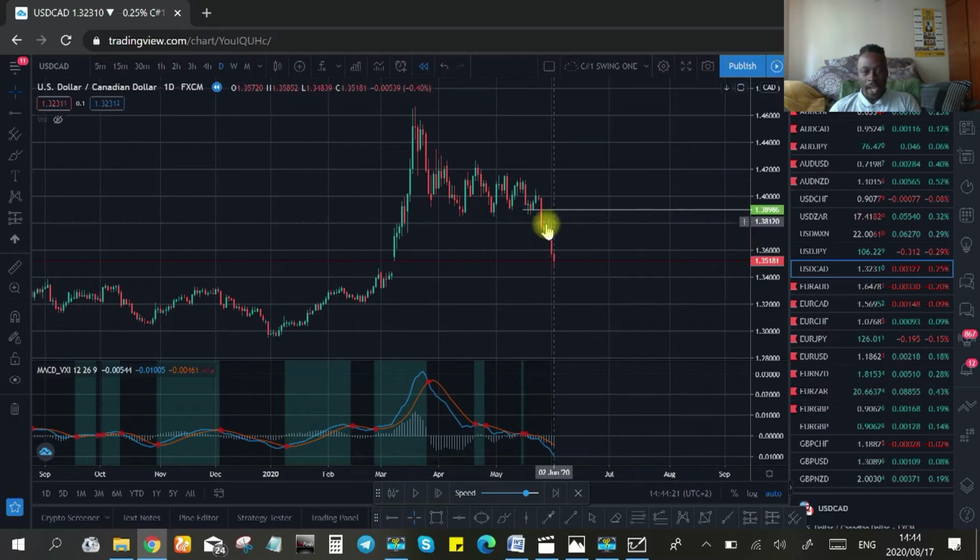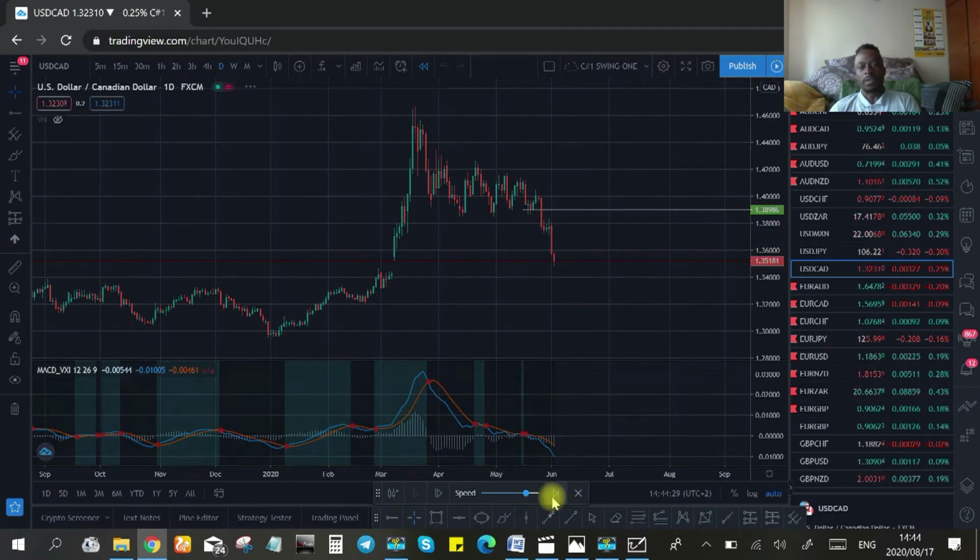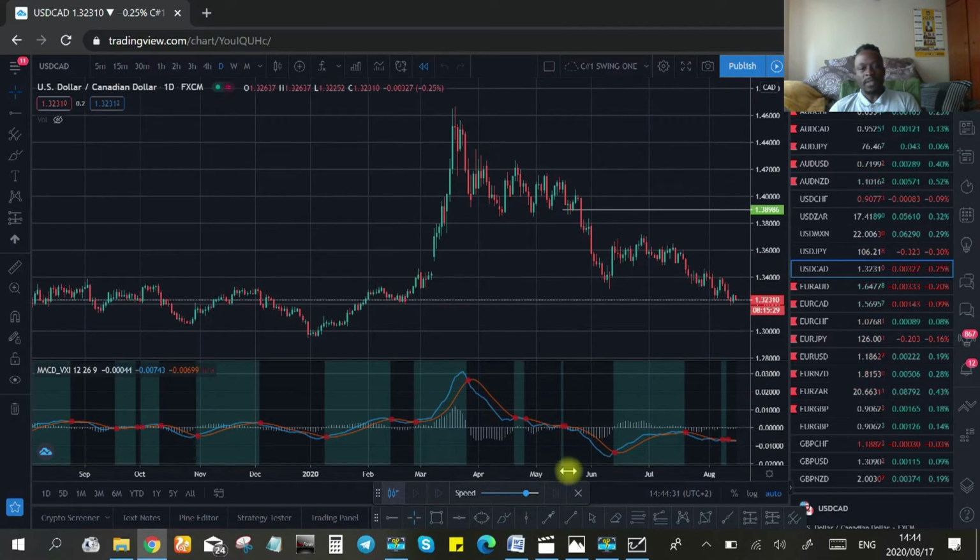We won't draw any line here because these candles are very small. We want a little bit bigger one. Okay, let's move. Oops, mistake now. What happened?